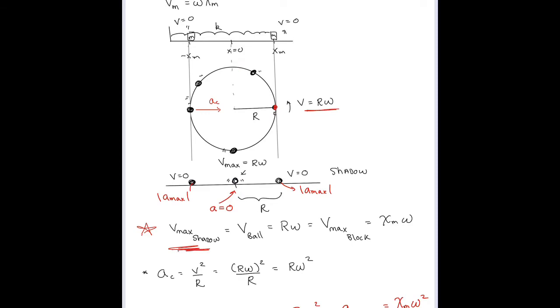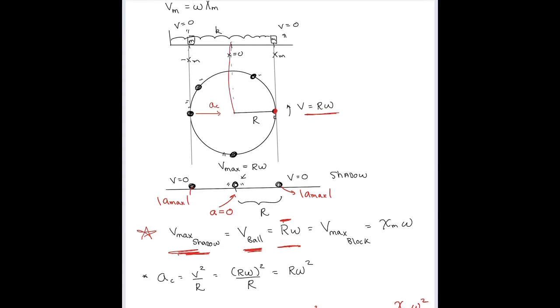So the maximum speed of the shadow just comes from that constant speed of the ball, which is r omega, which is the same as the maximum speed of the block, because the block's doing the same thing as the shadow. So what plays the role of the radius? If I project that up, what plays the role of the radius? Well, the amplitude. So I'm going to replace the r with x max.